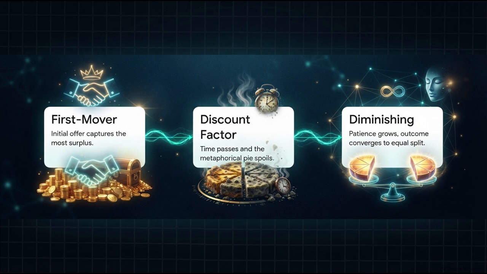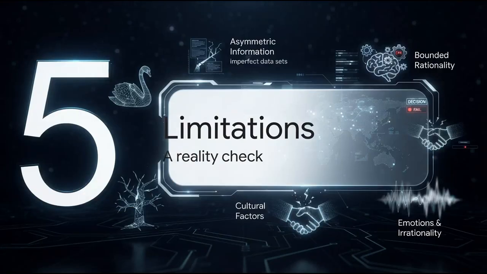But Step 2 introduces the discount factor. As time passes without an agreement, the cost of delay kicks in. The metaphorical pie spoils. Your future gains are worth less than immediate gains. Finally, Step 3 shows that as players become infinitely patient, the first mover advantage totally vanishes and the outcome converges to an equal split. Essentially, the very real threat of a shrinking pie is what forces rational players to eventually agree. Finally, Section 5. Limitations of Game Theory.